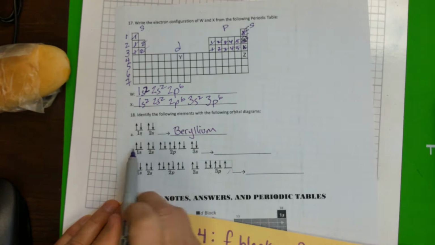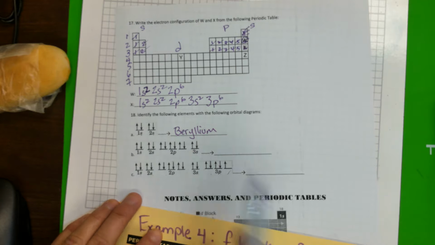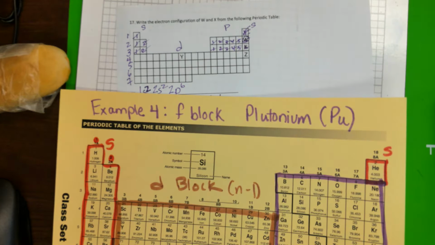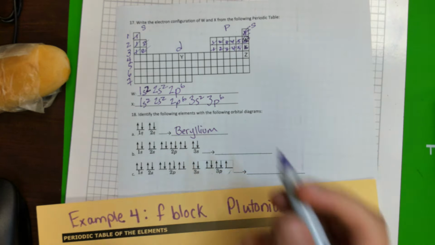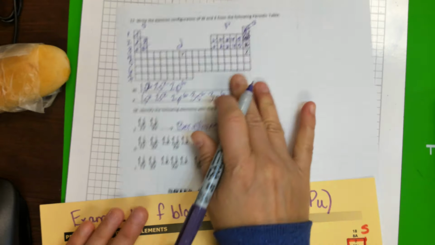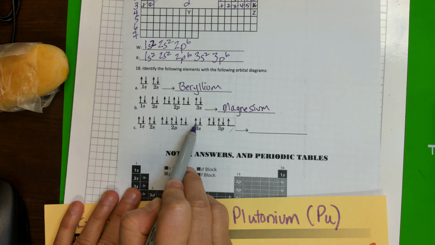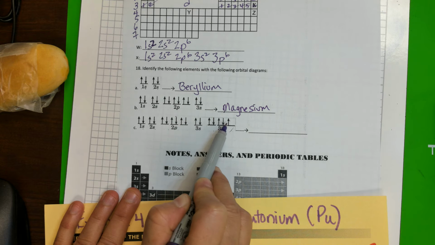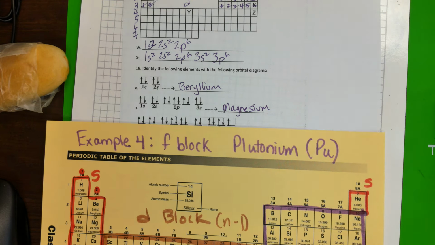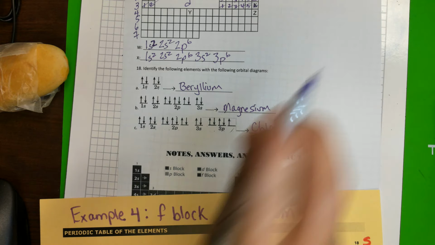This is 1, 2, 3, 4, 5, 6, 7, 8, 9, 10, 11, 12. So that will be atomic number 12. That's magnesium. And this is 1, 2, 3, 4, 5, 6, 7, 8, 9, 10, 11, 12, 13, 14, 15, 16, 17. So 17 is chlorine. And that's it, you guys. That's a wrap.